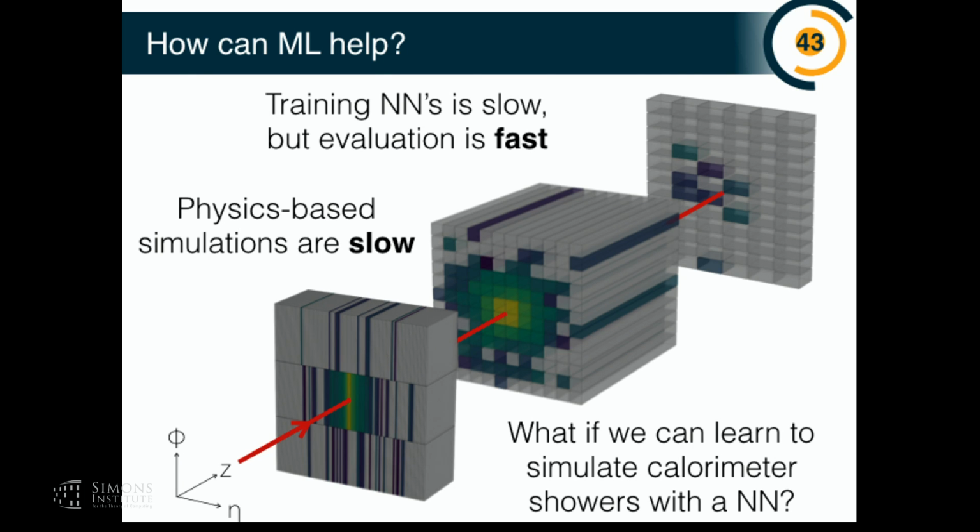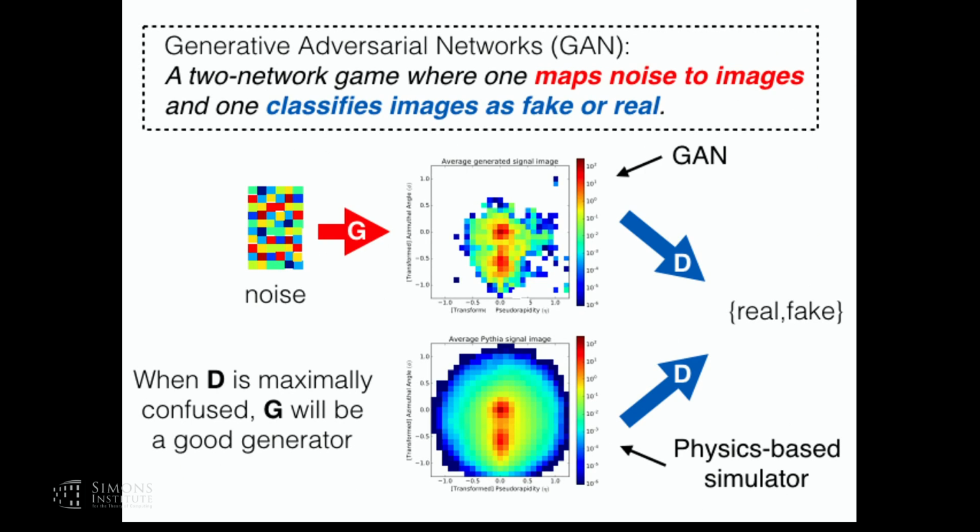Physics-based simulators are also very slow, but evaluation time of a neural network is extremely fast. So if I can train a neural network to learn my physics-based simulator, I can then have a surrogate simulator that's extremely fast to evaluate. And so basically what I want to do is learn how to generate showers in a calorimeter with a neural network. Okay, so how does this work?